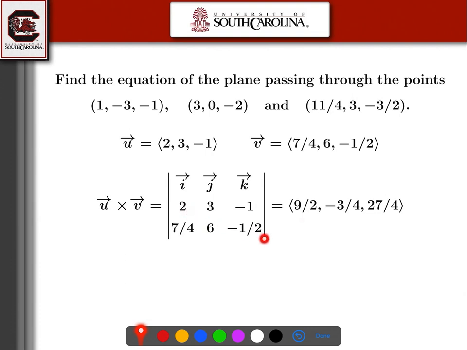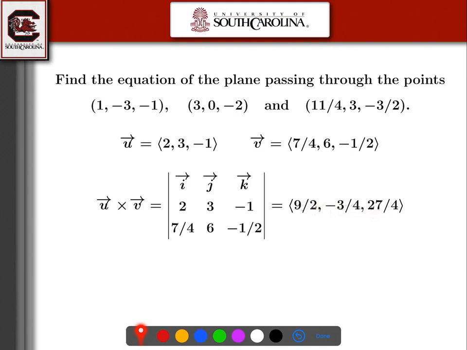Here we have a minus 1 plus 7/4. Minus 1 plus 7/4 gives us 3/4. We want minus the j component, so minus 3/4. And then we have 12 minus 21/4. Well, 12 is 48/4, so it's 48 minus 21, all divided by 4, or 27/4. So this is the cross product. And again, this will be perpendicular to the plane we want, normal to the plane, and we can use this as our normal to the plane.